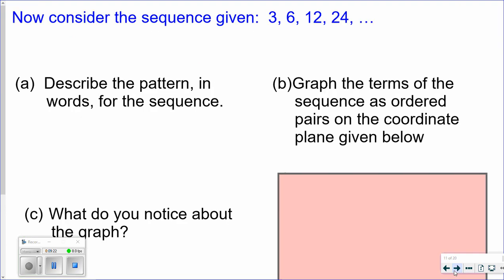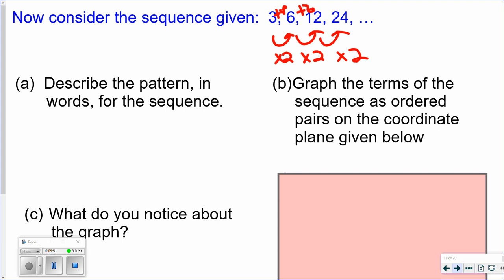Now let's look at another sequence. 3, 6, 12, 24. Describe the pattern in words. So what's happening? How do I get from 3 to 6? How do I get from 6 to 12? I'm multiplying by 2. I'm multiplying by 2. Some of you might have said, oh, but you add 3. That's true, you add 3 here, but do you add 3 again? No, now you're adding 6.